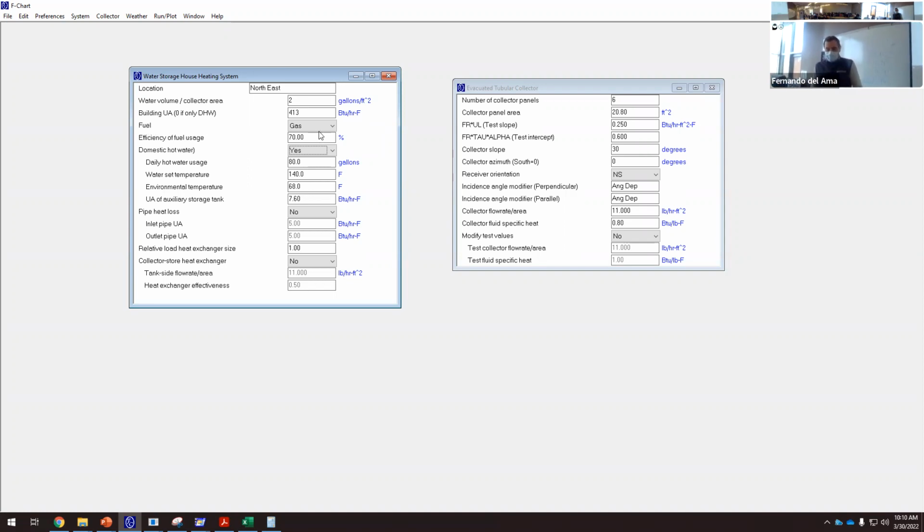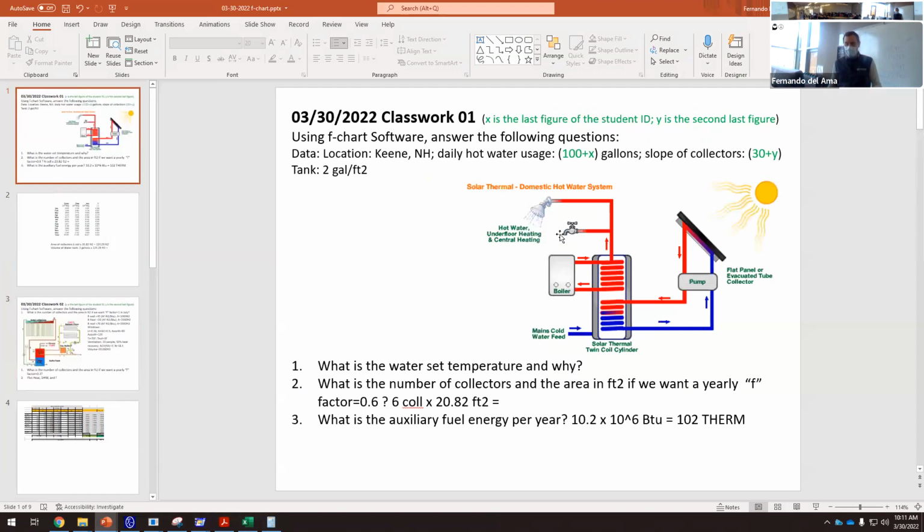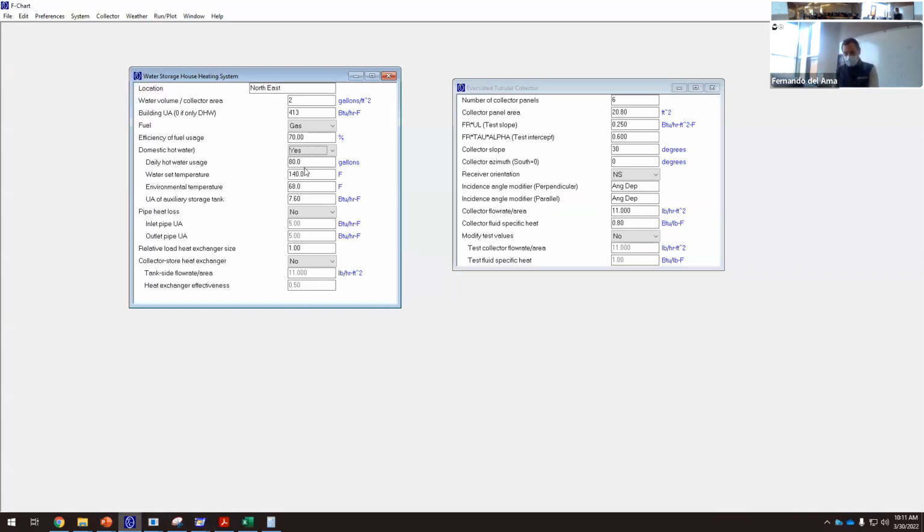Then the fuel, let's stick to gas. If we don't have any information about the efficiency, we can do this. What about the domestic hot water? Yes, because we have heating and domestic hot water. What is the domestic hot water usage? Here we don't have any information about this, so we use the same option that you used before. The usage is 100 and something gallons, so you can use the same numbers that you did before. 100. The water temperature is 140. The environmental temperature, okay. The US value, okay.